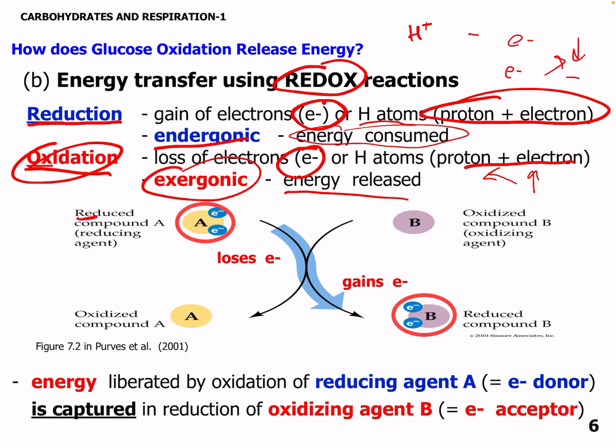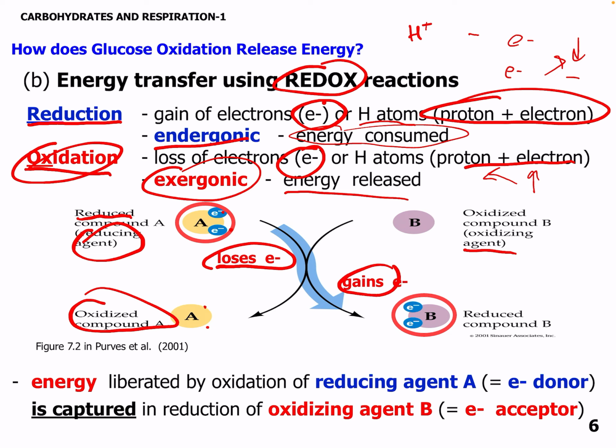So here we have a reduced compound A. This is the reducing agent. And then we have the oxidized compound A. So here in oxidation, we lose the electrons. So here there's 2 electrons. Here we can see. So now oxidized compound B, which is the oxidizing agent, gains electrons. So we can see here. So these are working together. That's why it's called redox.